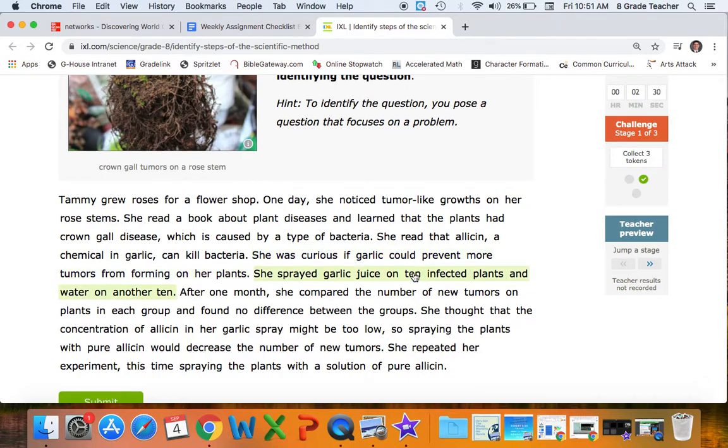She sprayed garlic juice on 10 infected plants and watered the others. After 1 month, she compared the number of new tumors on plants in each group and found no difference between the groups. She thought that the concentration of allicin in her garlic spray might be too low, so spraying the plants with pure allicin would decrease the number of new tumors. She repeated her experiment, this time spraying the plants with a solution of pure allicin.